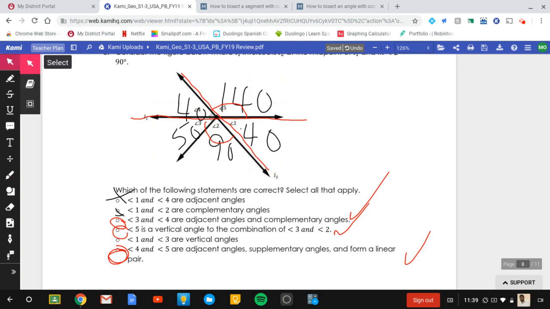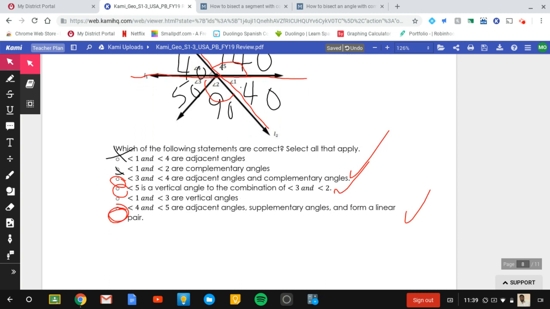Please pay close attention to this question, especially the question that says select all. The reason those are tricky is if you miss one of these, you miss the whole thing. So you really have to make sure you are paying really, really close attention to what you are doing.